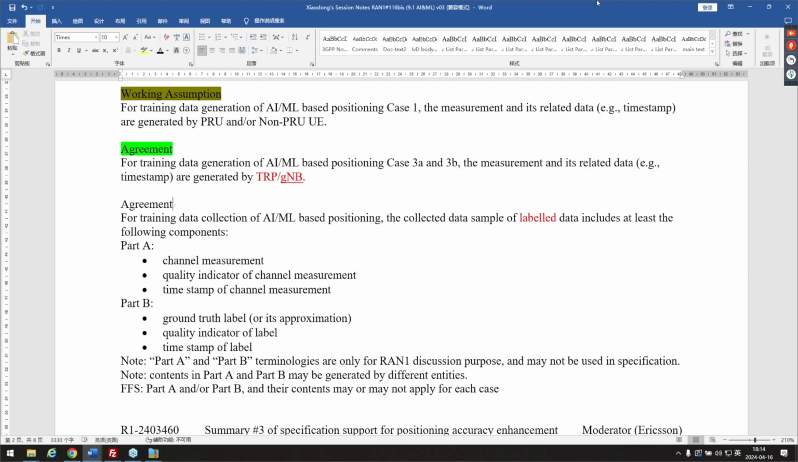Yeah, thanks, Jeremy. It needs some clarification, because this agreement is related to the collected data sample of label data. So why would we categorize part A and part B based on the existence of label, when it is already label data? And what is the difference between the channel measurement and the ground truth label? Channel measurement is model input and ground truth label is model output.